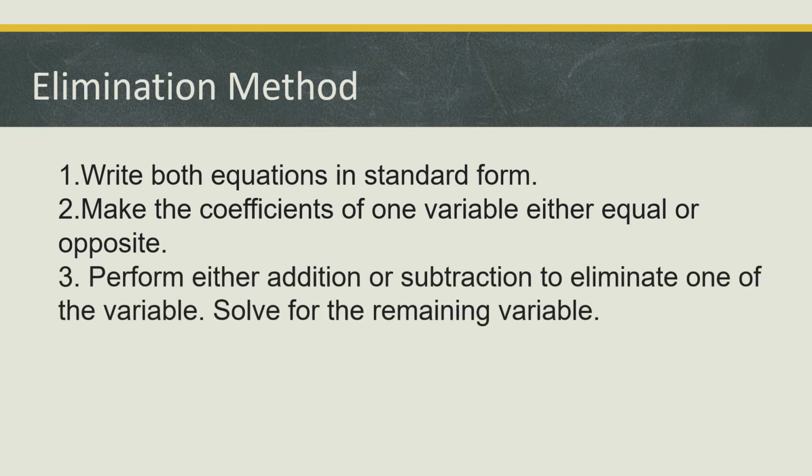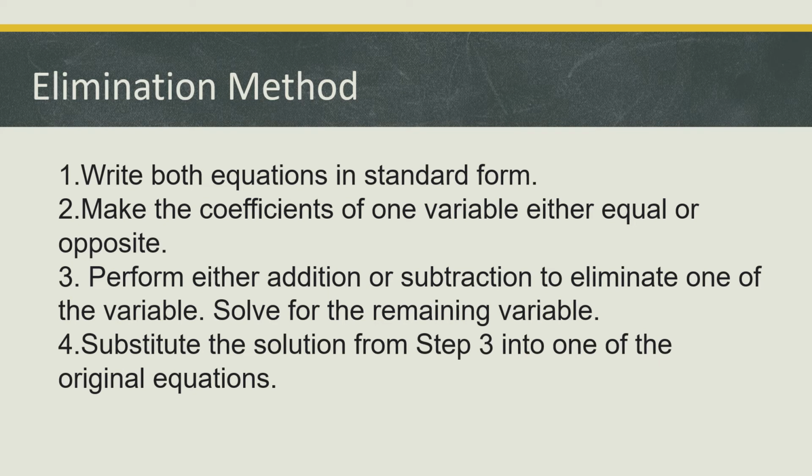When you do that, you can either perform addition if they have opposite signs, or subtraction if they have equal signs, so that you can eliminate the variable. After that, you can solve for the remaining variable. And the last step is to substitute the solution from step 3 into one of the original equations so that you can solve for the other missing variable. Let's follow those steps.